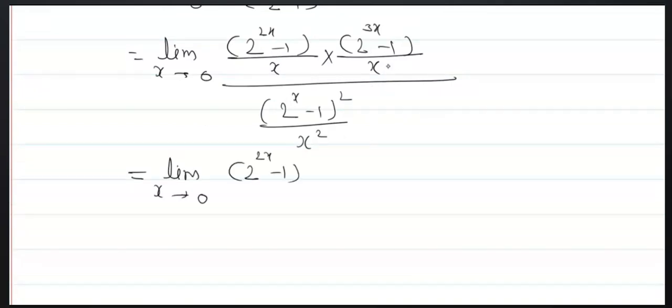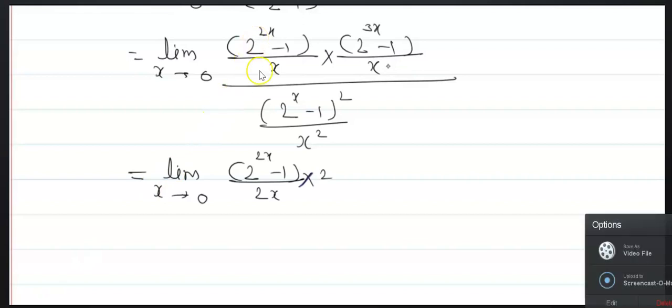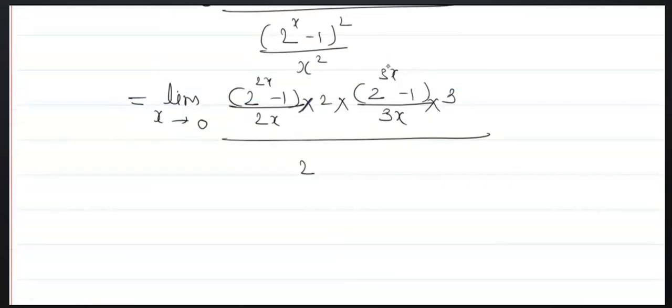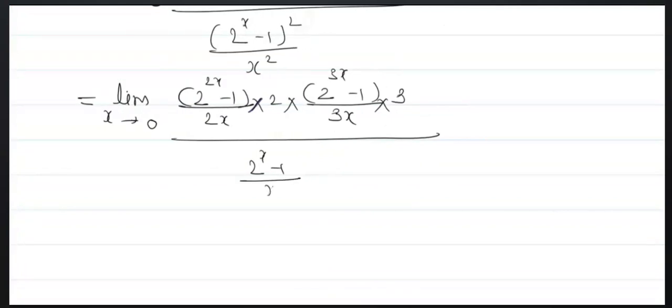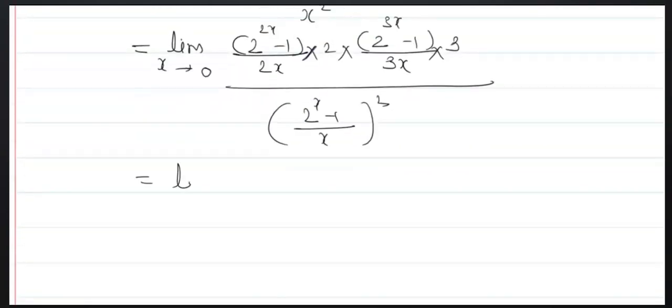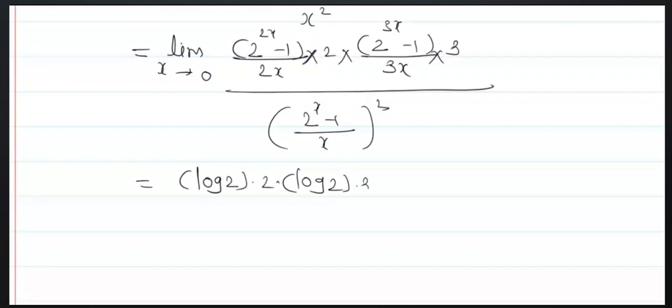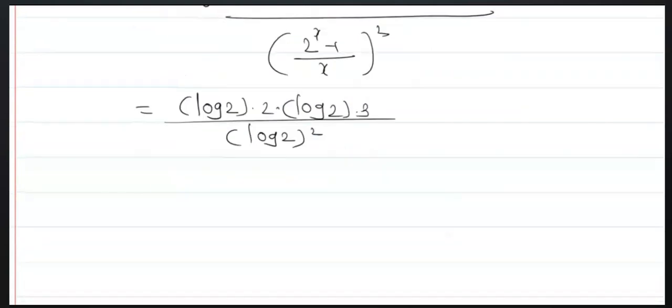That is, the limit as x tends to 0 of (2 raised to 2x minus 1) upon 2x into 2, times (2 raised to 3x minus 1) upon 3x into 3, adjusted here. In the denominator, it is a bracket square. This is the first, log of 2. The second is also log of 2 into 3, and log of 2 bracket square. Again these get cancelled, then you will get 6. That is option A is the correct one.